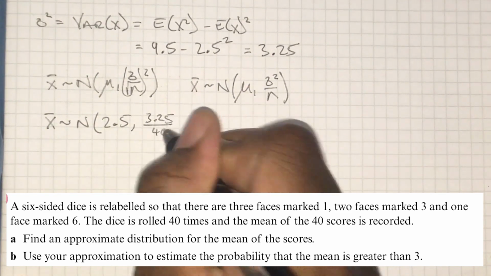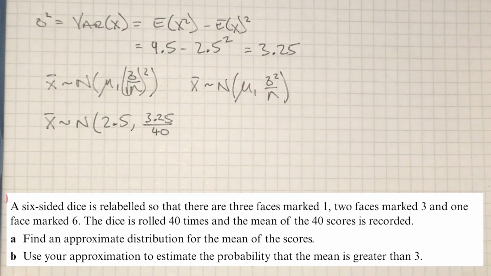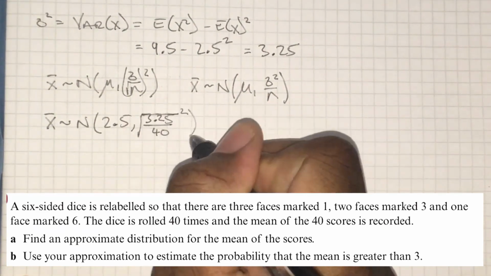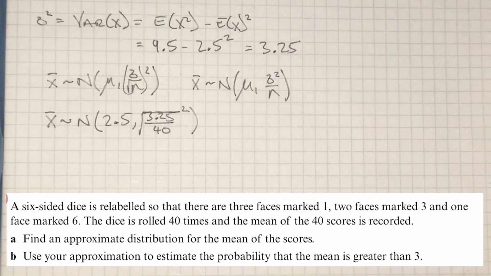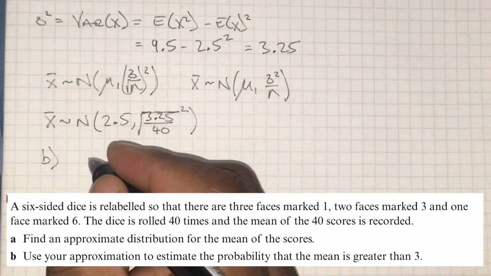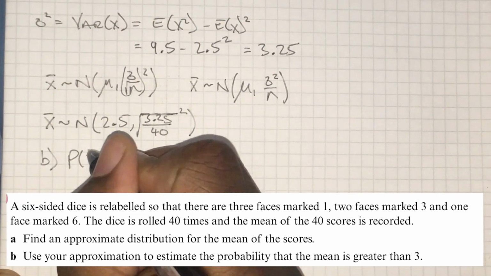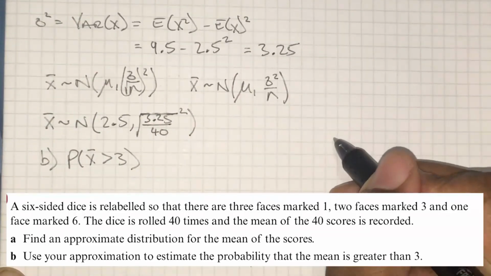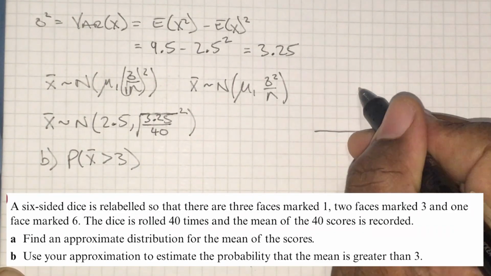Just subbing those values in. Here I've got the variance sigma squared over n, but to get it into our usual form, I'm going to square root and square. Exactly the same value, but it's a better form for putting into our calculators. Now that we've got the distribution, we can go ahead and answer part B, which asks us to estimate the probability that the mean, so the probability that x bar is greater than 3.